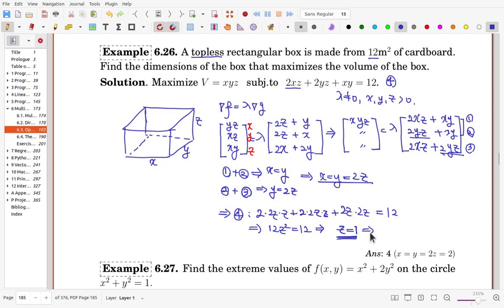So from here, x and y are 2, so the maximum volume xyz equals this one, xy are 2, so that is 4. That's the final answer, right?